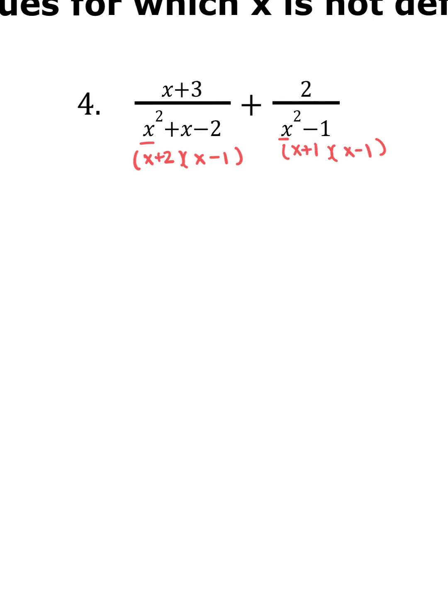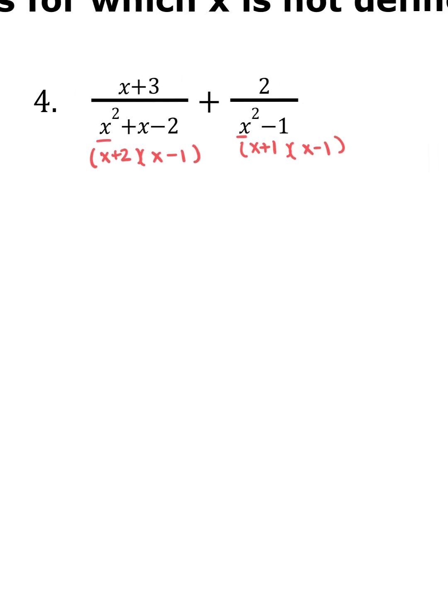So we have to figure out what the second fraction needs that the first one has. Well, the first one has an x minus 1. The second one has that. The first one has an x plus 2. The second one doesn't have that. So I need to add in an x plus 2. Whatever I do to the bottom, I have to do to the top.